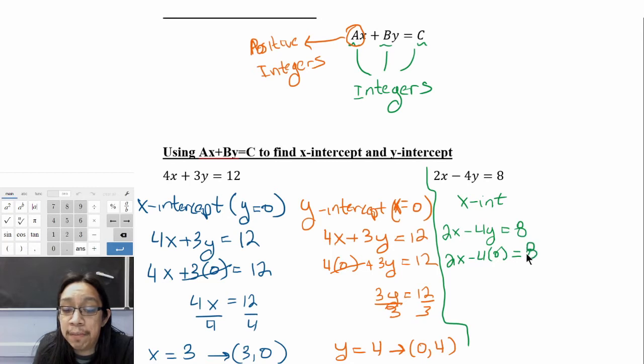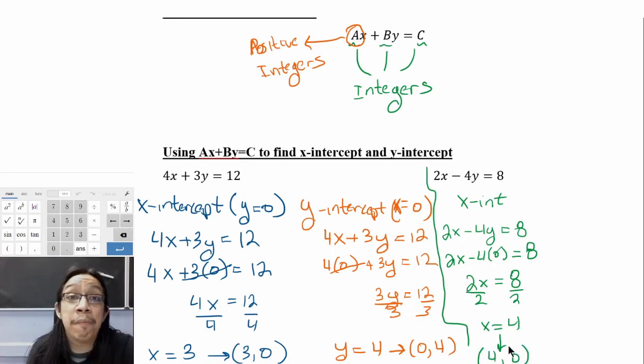And I'm going to start simplifying. 4 times 0 is 0. So that means it's just 2x is equal to 8. And then we divide both sides by 2. X is equal to 4. But as a coordinate point, we should recall that this is your x-intercept. So that means we should be writing our answer as (4, 0).